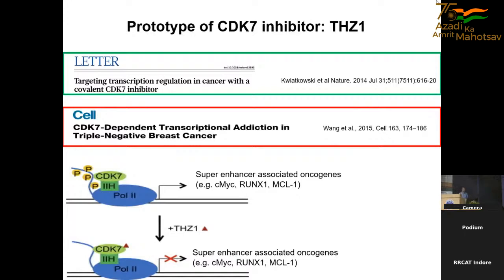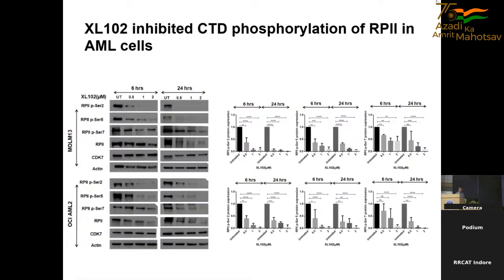Therefore, Origin has developed a compound which is clinical and orally bioavailable. With that compound, the first thing we looked at was the carboxy terminal domain phosphorylation status. In two AML cell lines, we found serine 2, serine 5, and serine 7 were getting down-regulated in a time and dose-dependent manner. These are different concentrations of XL102, which is a CDK7 inhibitor. So it is decreasing the phosphorylation level in AML.